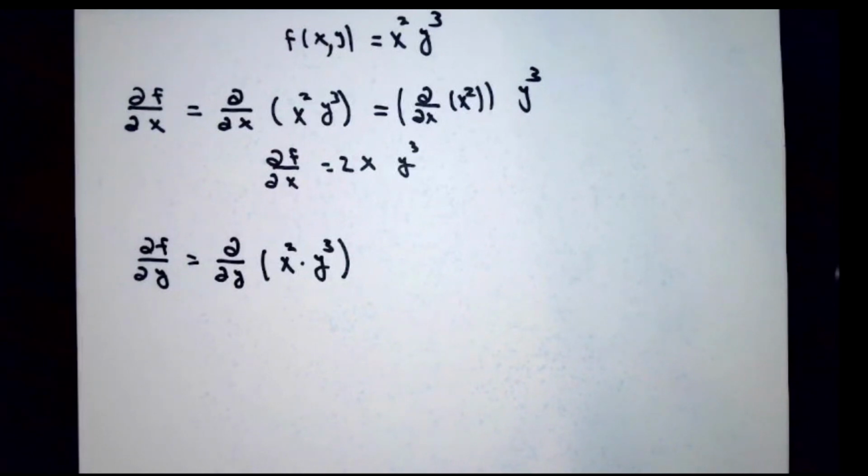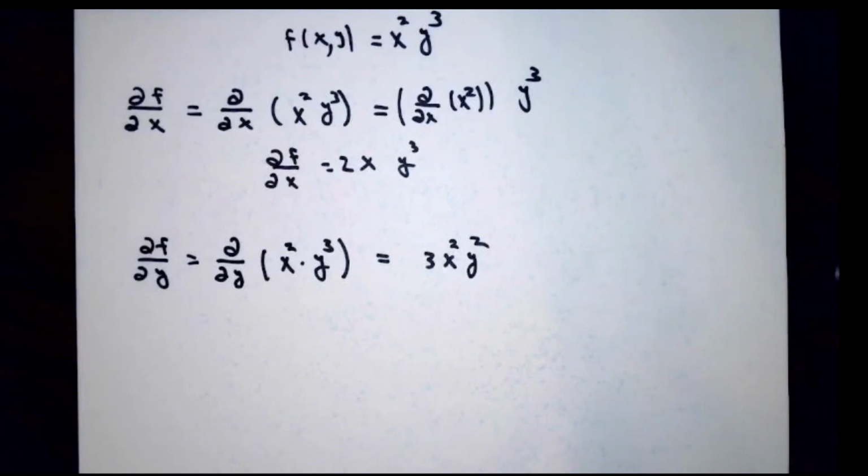Now, notice I don't say 3 times x squared times y squared times dy dx like we might do in Calc 1. Here, x and y are completely independent variables. Y here is not a function of x or vice versa. This almost seems too easy. Let's do a sanity check.